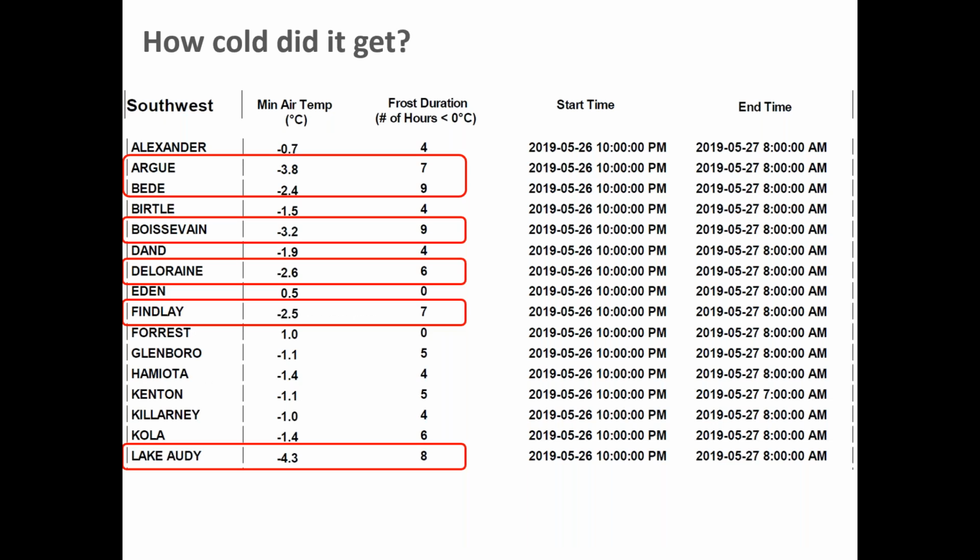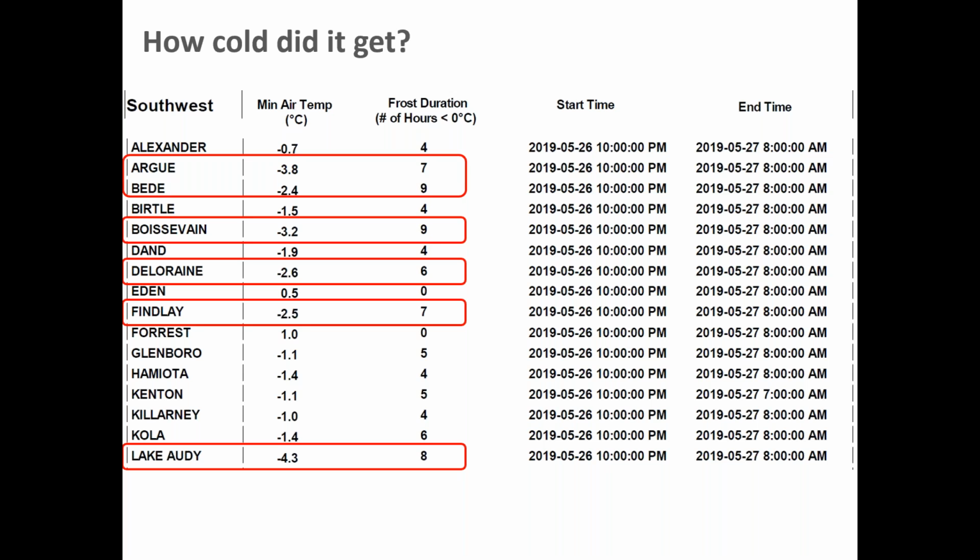So we'll just look here. The province does a really nice job of these emails when a frost event happens. And you can see how cold it got in different regions and for how long it was below zero. So I've just highlighted here some of the areas that to me looked like a bit of a concern. Anything below that -2, you start to worry that maybe you would have seen some damage, especially when you can see that the durations were fairly long, up to 9 hours here in some of these areas.